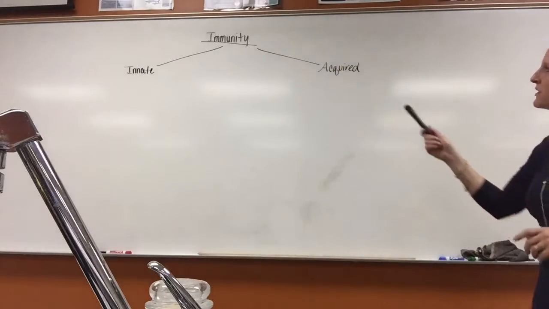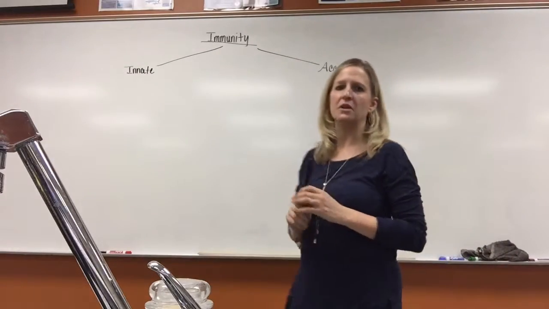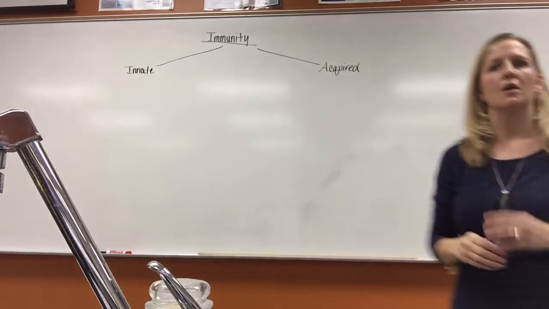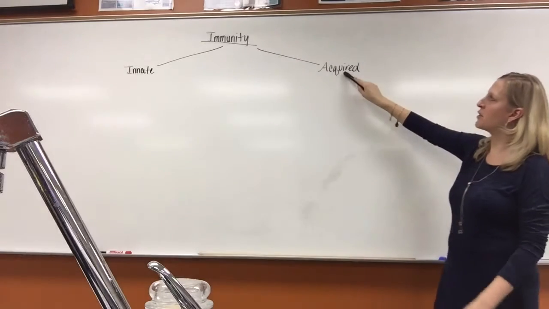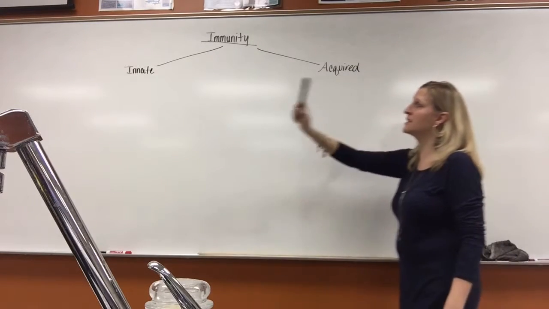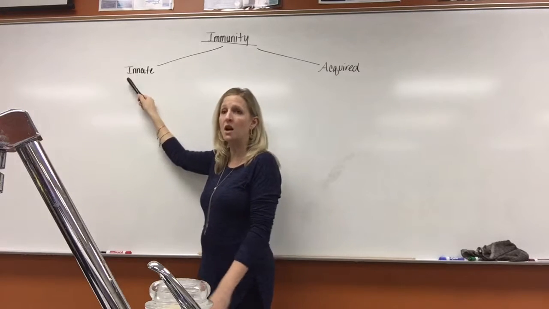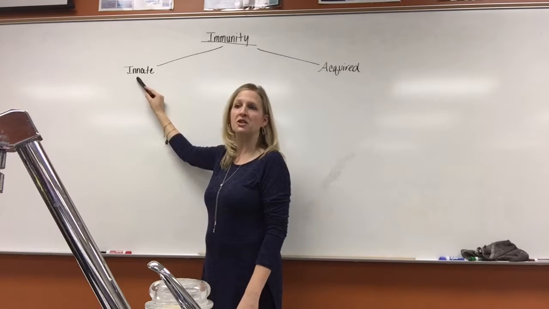So could somebody tell me the difference between innate and acquired immunity? In general, what's the difference as well? Innate's there before it's exposed to any pathogens, and acquired is after it's exposed, and then it like absorbs it. Okay, acquired, you have to be exposed to pathogens. Innate, you have before you're exposed to pathogens.